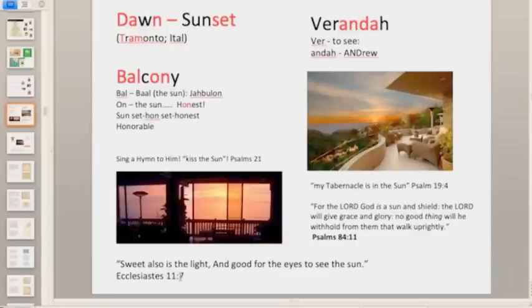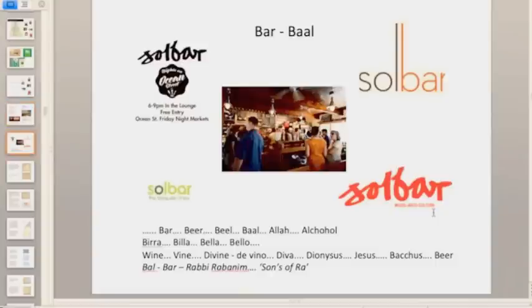Ecclesiastes 11:7. Sweet also is the light, and good for the eyes to see the sun. My tabernacle is in the sun. For the Lord God is a sun and a shield. Sol Bar. As you know, L and R are interchangeable, so bar becomes Baal. So when you go to the bar, to hang out at the bar, the Sol Bar, you're going to worship Bar at his temple.